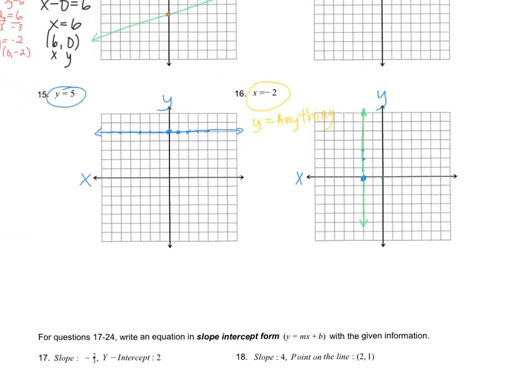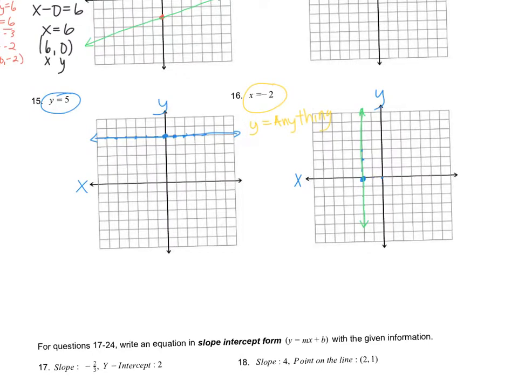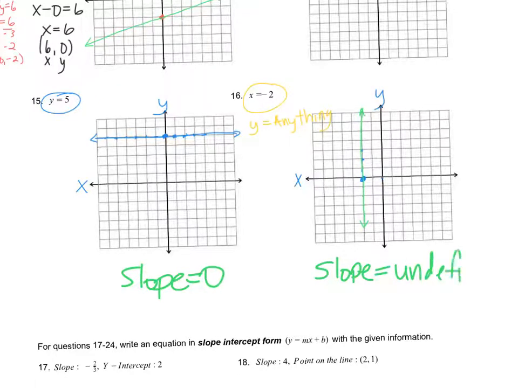Okay. And just as a reminder, this has a slope of 0. And this slope is undefined. Just a quick refresh. Undefined. All right, let's keep going.